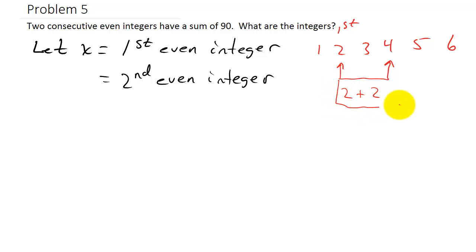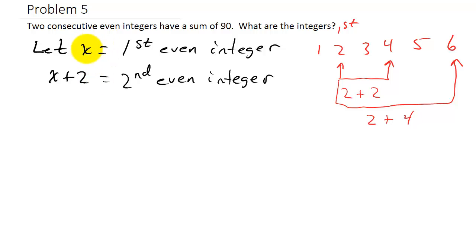And how would I get to the next even integer, the 6? Well, it's the first even integer, 2, plus 4. So the second even integer would be the first one plus 2, and the third even integer would be the first one plus 4. We'll see the third one in the next example, but I wanted to explain it here so I wouldn't have to go through this again. So the second even integer is x plus 2.